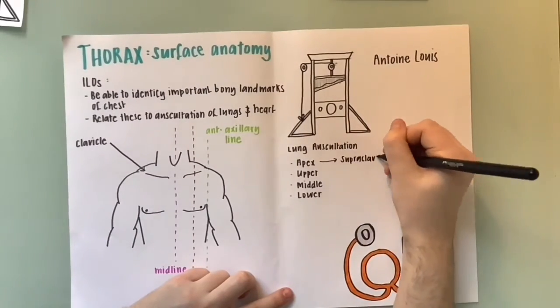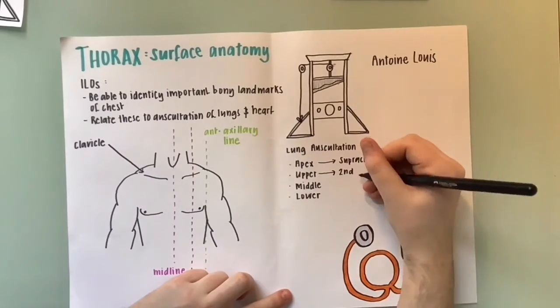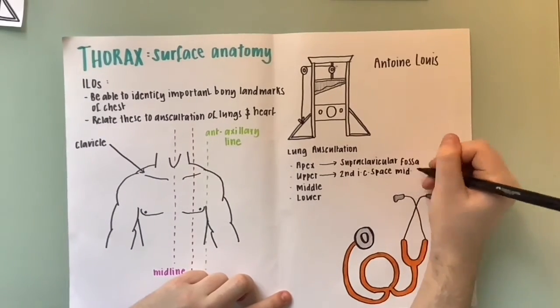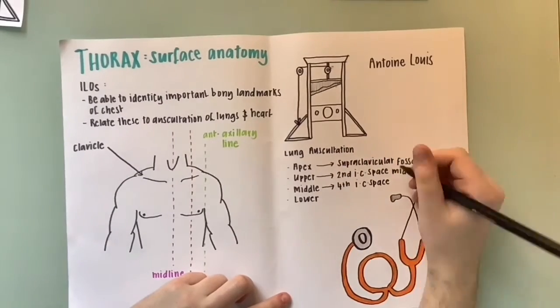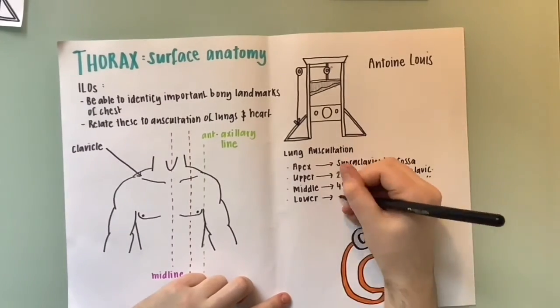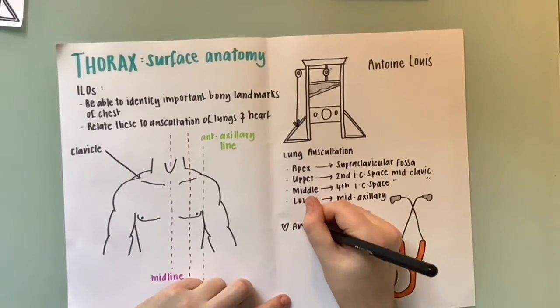We can listen to the apex of the lung in the supraclavicular fossa. We can listen to the upper zone in the second intercostal space in the midclavicular line. We can listen to the middle zone in the fourth intercostal space in the midclavicular line. And we can listen to the lower zone more laterally, so this is in the mid-axillary line.